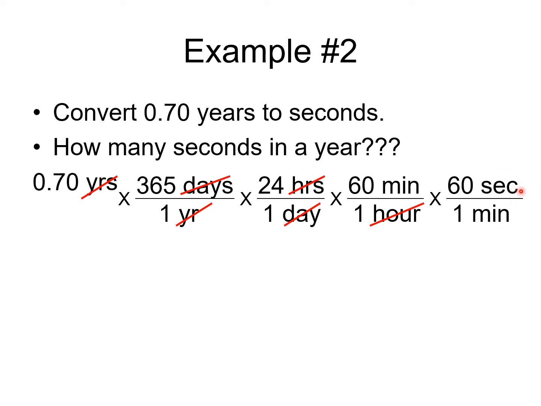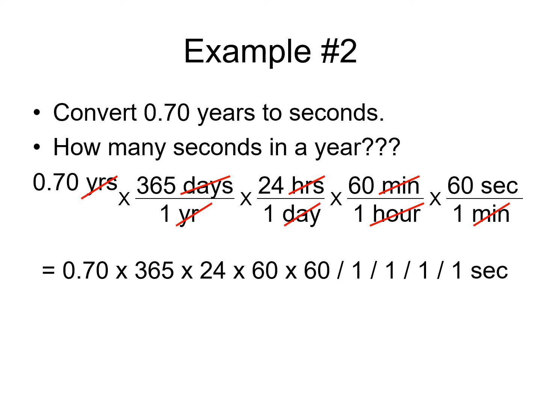The only unit we have left is seconds. So what do we do next? Well, we're going to take everything on top and multiply it together, and everything on the bottom and divide by that. So it's 0.70 times 365 times 24 times 60 times 60 divided by 1, divided by 1, divided by 1, divided by 1. Now notice we're not really going to punch in divided by 1 in our calculator, because when we multiply or divide anything by 1, we get the same unit.